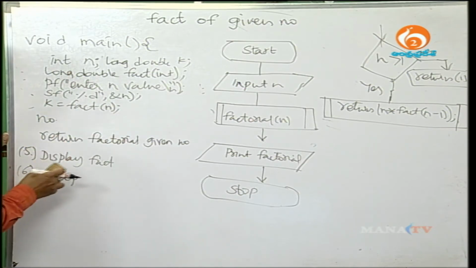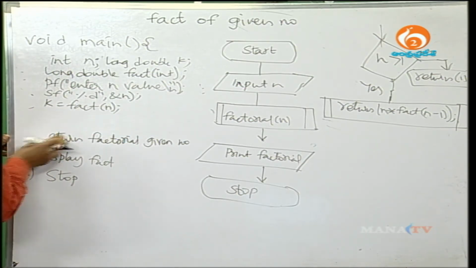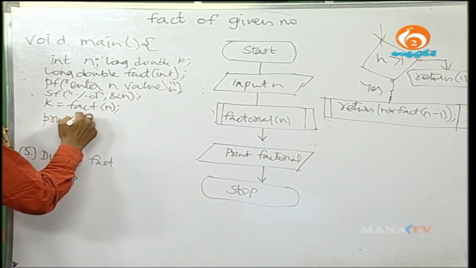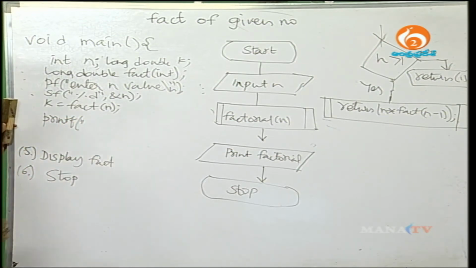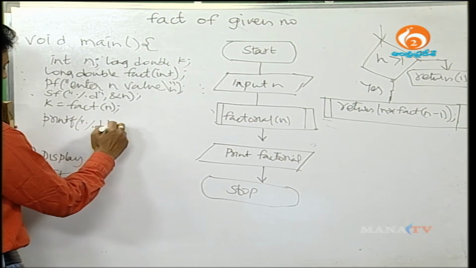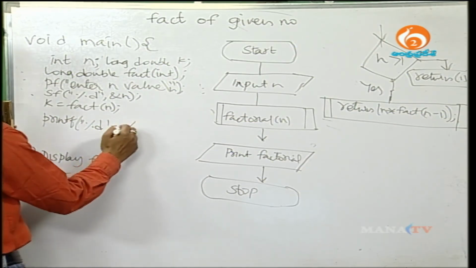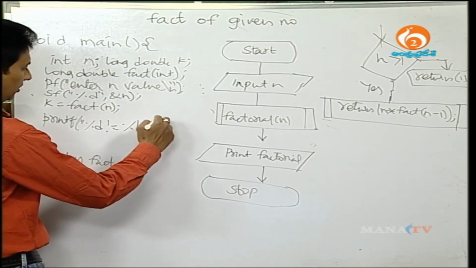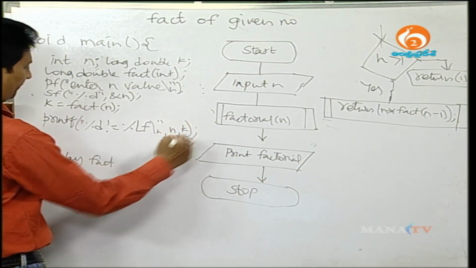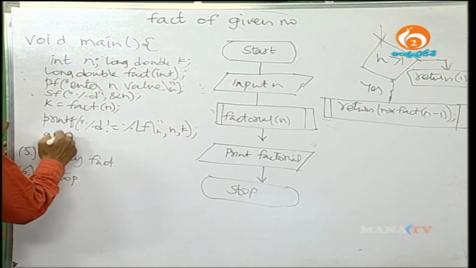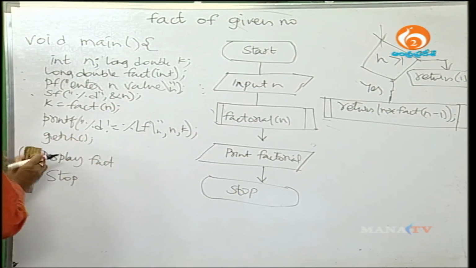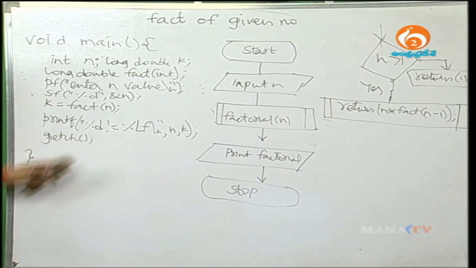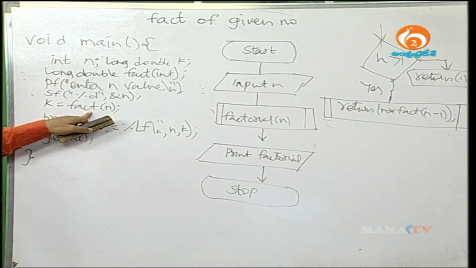Next, display the factorial, which means printf %d equal to %Lf for long double, \n, n comma k. Then getch, and close the C program. Now we are going to define the fact function, because a function call is there.